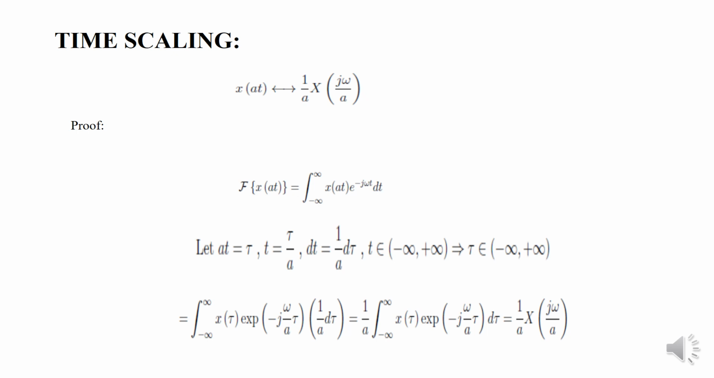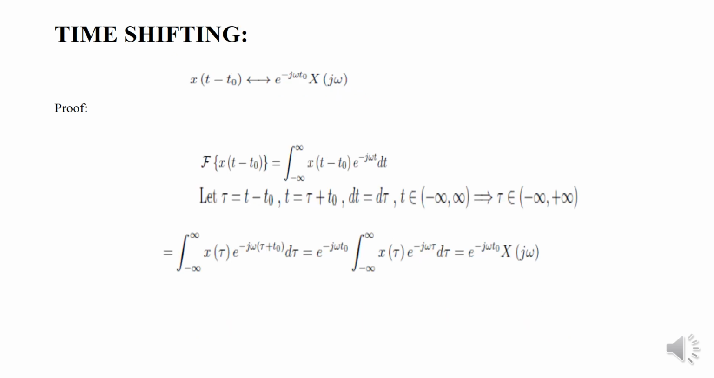We are taking at equal to tau, therefore t equals tau by a, and while differentiating, dt equals 1 by a into d tau. Also, if t tends to minus infinity to infinity, tau also tends to minus infinity to infinity. Therefore while applying this condition, we are just replacing t by tau in all the places, and we are taking the constant 1 by a outside. From this we can write that this term equals 1 by a X of j omega by a, thus proved.